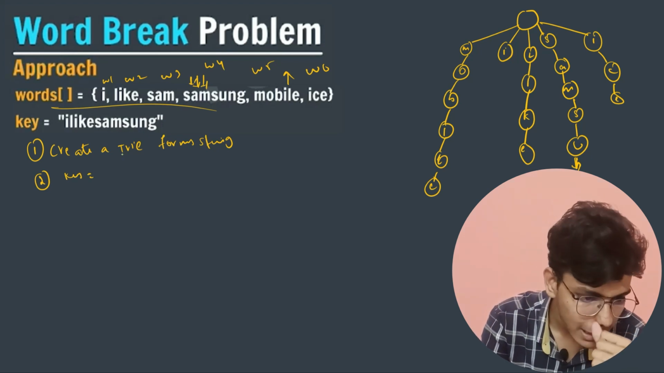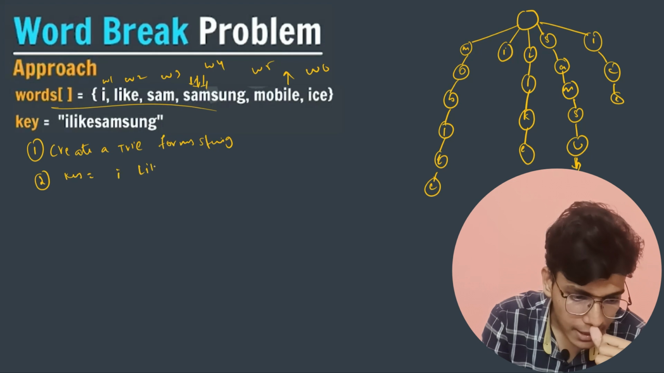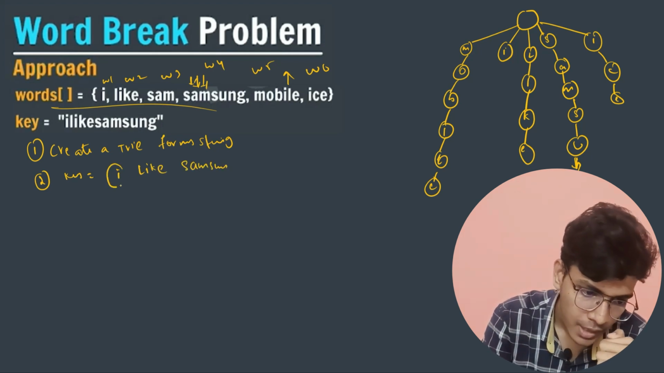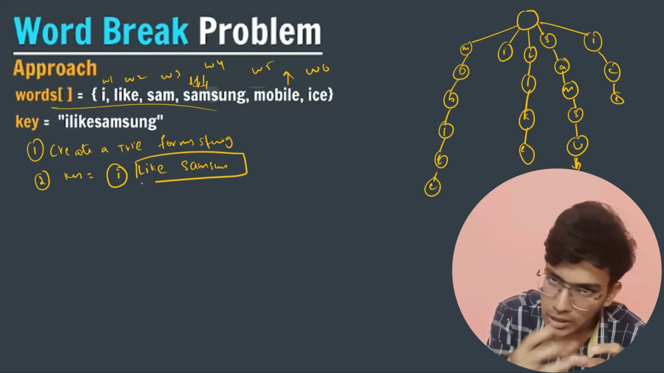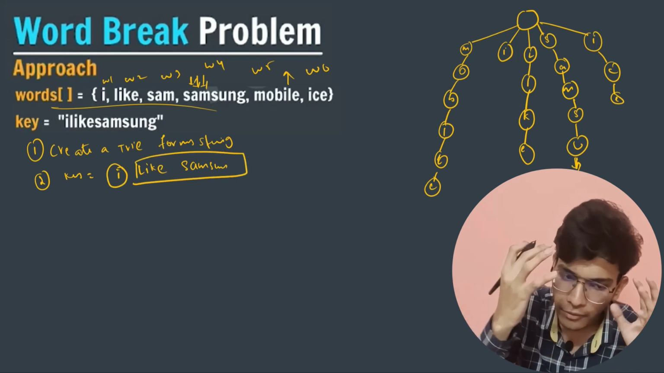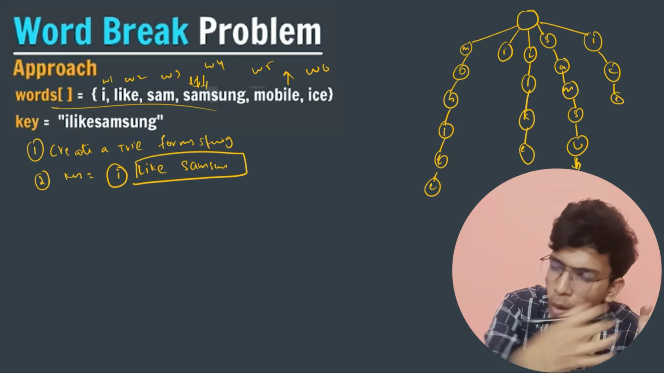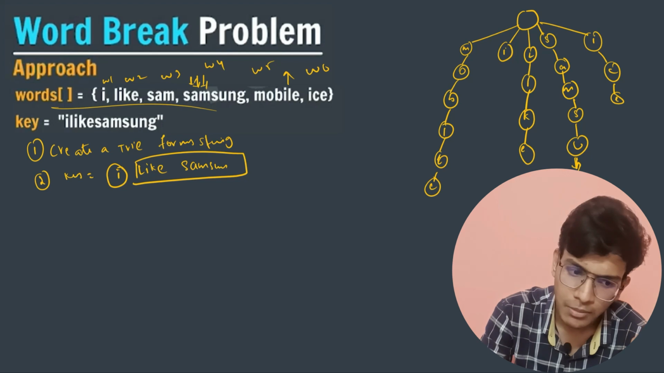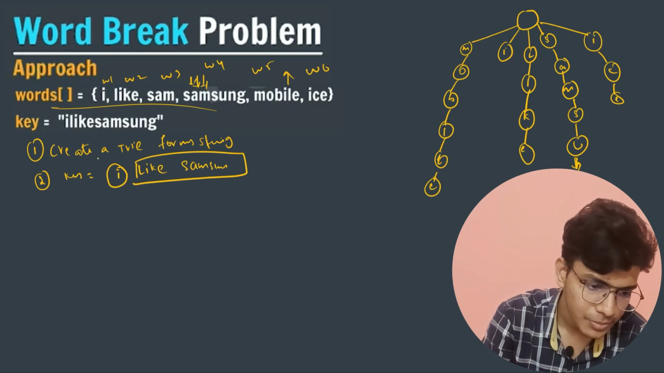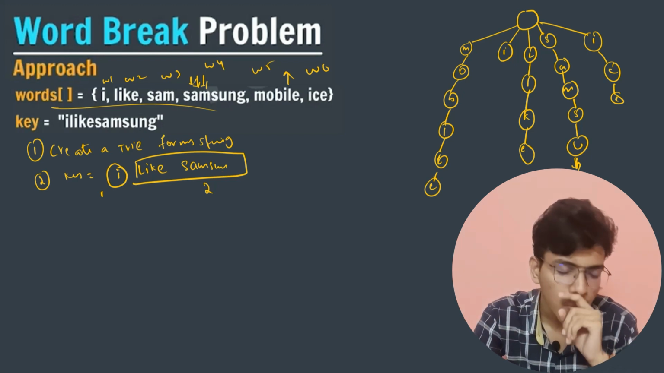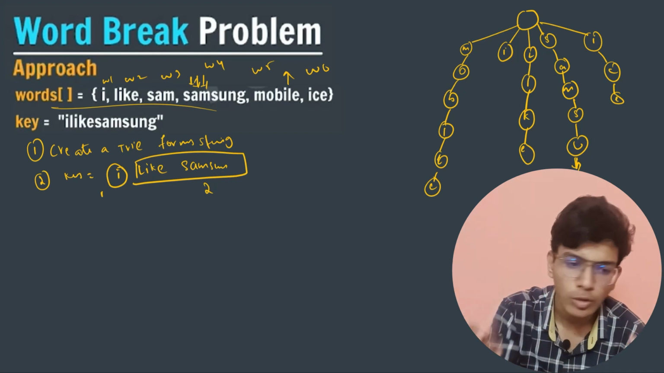So here this is my key, right? "I like Samsung". First of all, I will take the first character and consider all the rest of the characters as a separate part. So my first character is part 1 and all the rest of the characters become part 2. So this is my part 1 and part 2. I am breaking my given key down into two different parts.